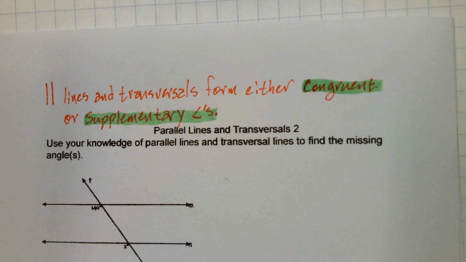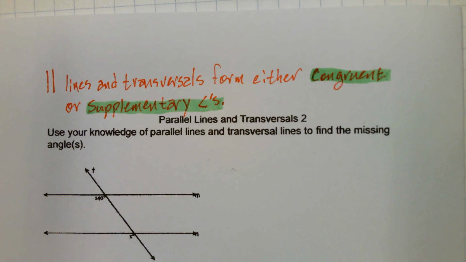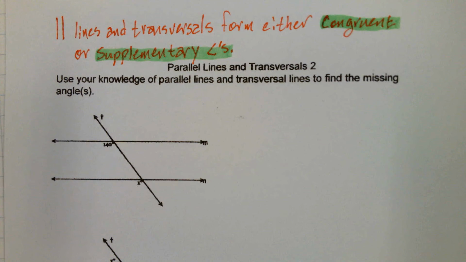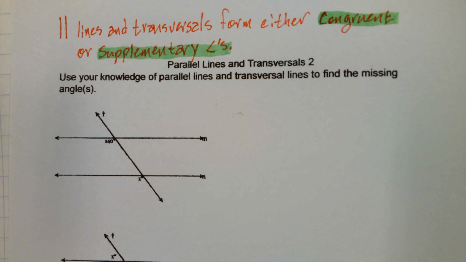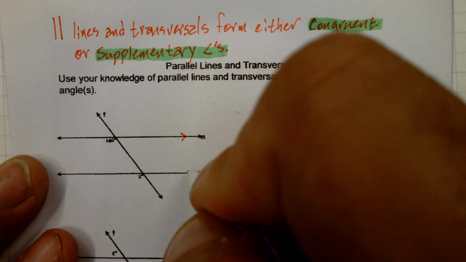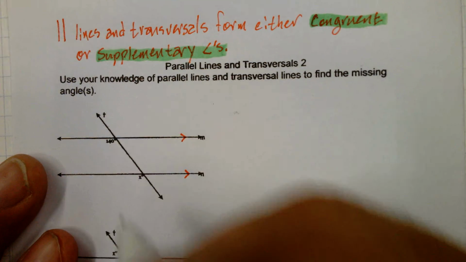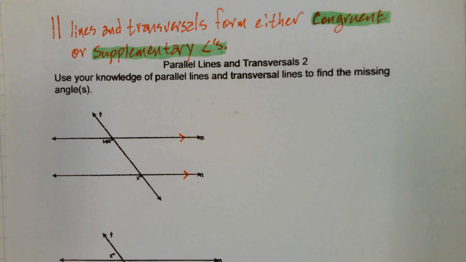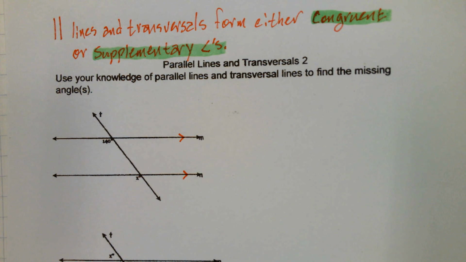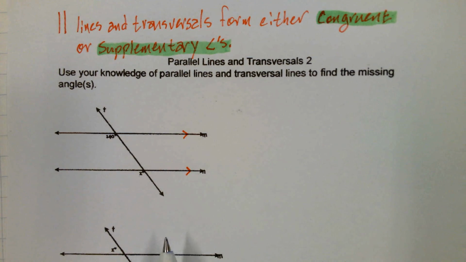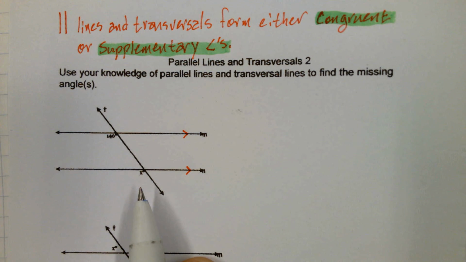And that actually makes this super easy. So we're going to go ahead and look at these two lines. We're going to assume they're parallel. You got line M and N, and they're cut by a transversal T, line T. Okay, and they're asking us to find this measurement of this angle X.